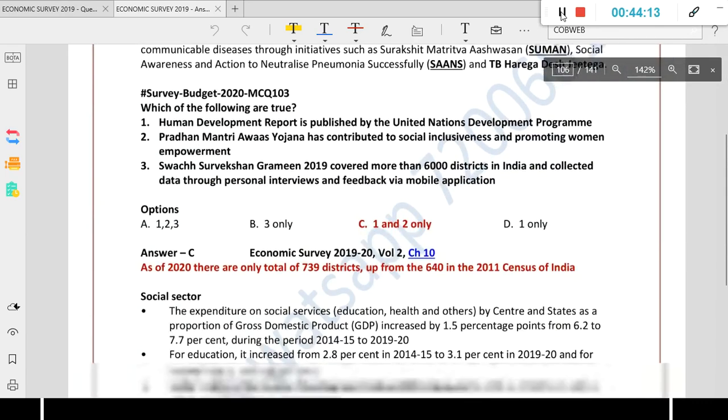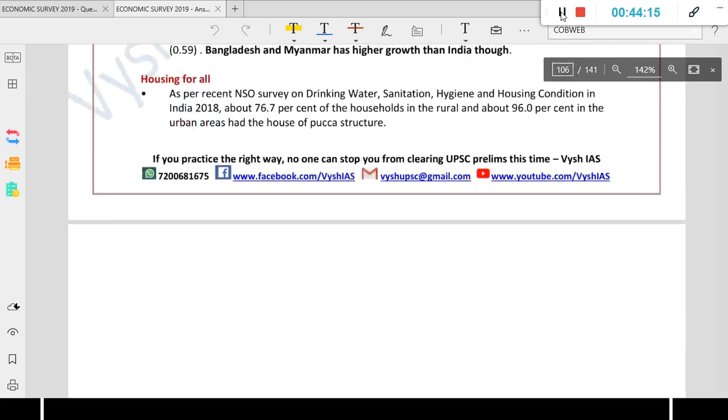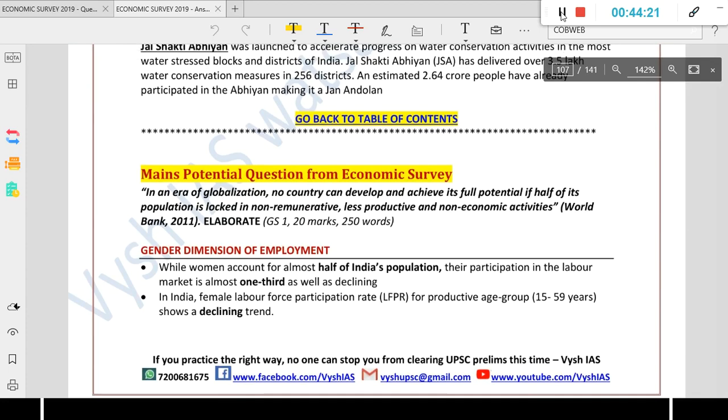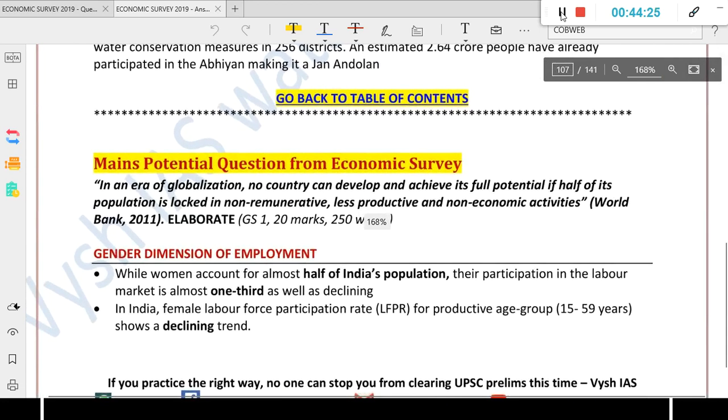Yeah, see, around 103 MCQs I put. I wanted to stop at 100, but there are things which are very important, so I added a few more questions. So this is a main potential question which I put at the end. Okay: in an era of globalization, no country can develop and achieve its full potential if half of its population is locked in non-remunerative, less productive, and non-economic activities. This is actually a World Bank quote which the Economic Survey has mentioned.